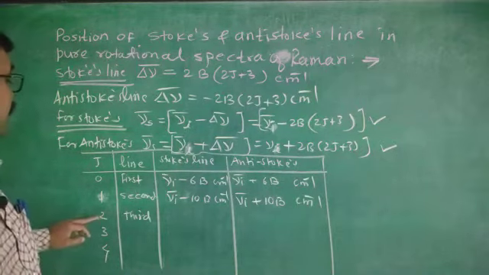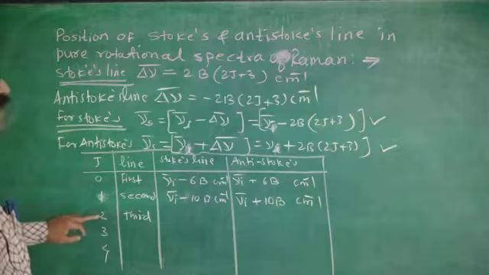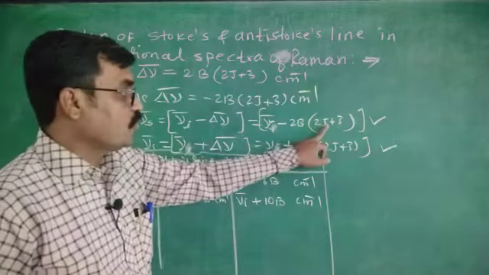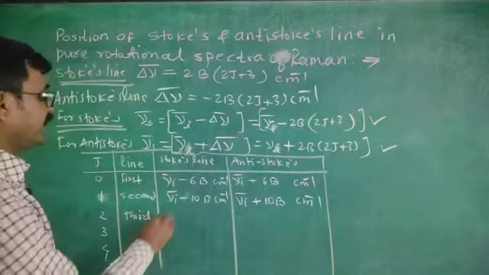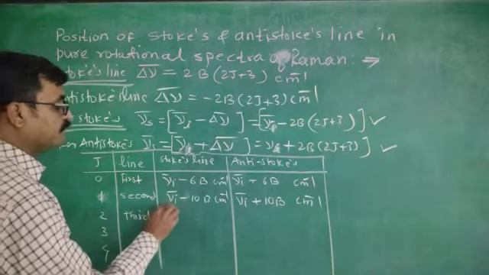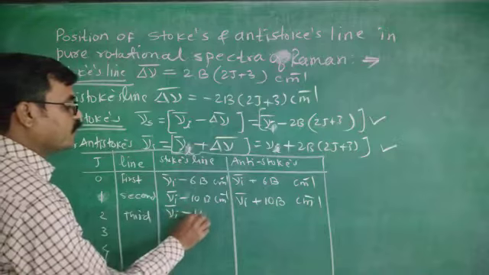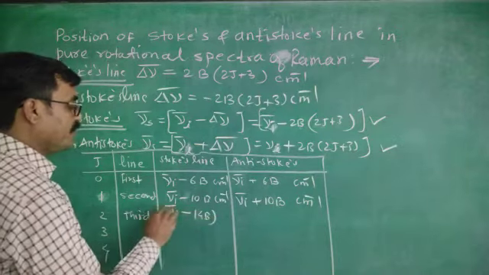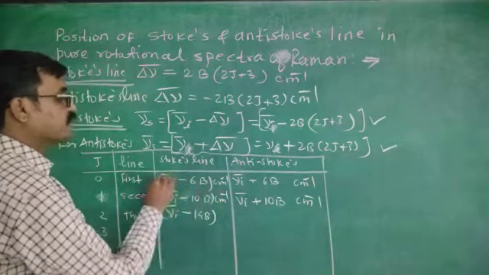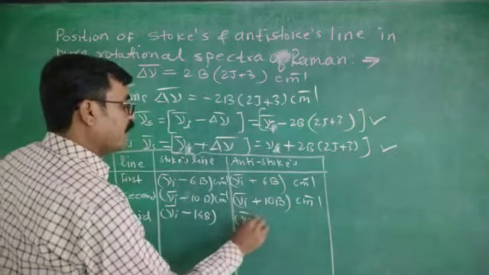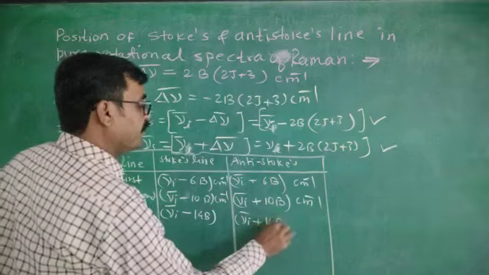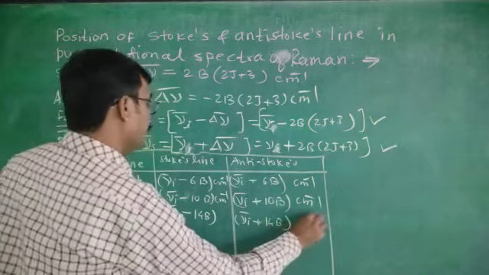Sorry, here the third line is obtained when j equals 2: 2 twos are 4, 4 plus 3 is 7, 7 twos are 14. That's why ν̄_i minus 14b, so many centimeter inverse. Now, opposite to this, ν̄_i plus 14b, so many centimeter inverse.